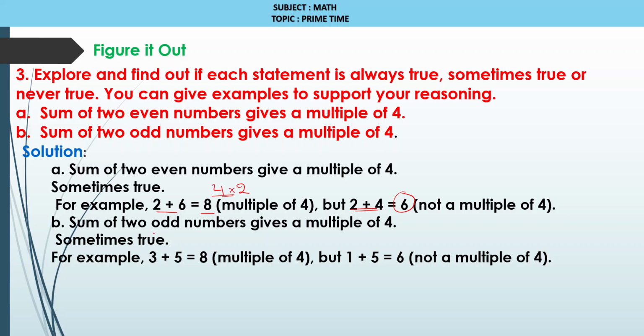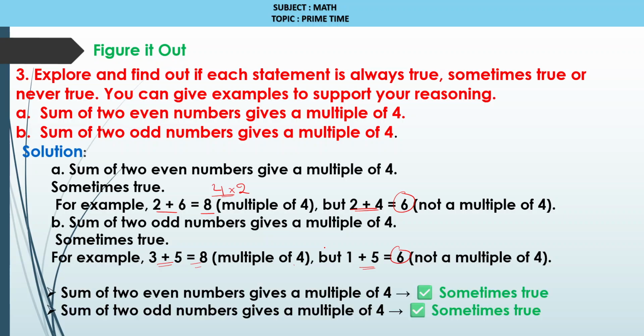Second, sum of two odd numbers gives a multiple of 4. Sometimes true because 3 plus 5 is 8, and 8 we can write as a multiple of 4. But 1 plus 5 is 6. We can't write 6 as a multiple of 4. So we can conclude that the sum of two even numbers giving a multiple of 4 is sometimes true. Similarly, the sum of two odd numbers giving a multiple of 4 is also sometimes true.